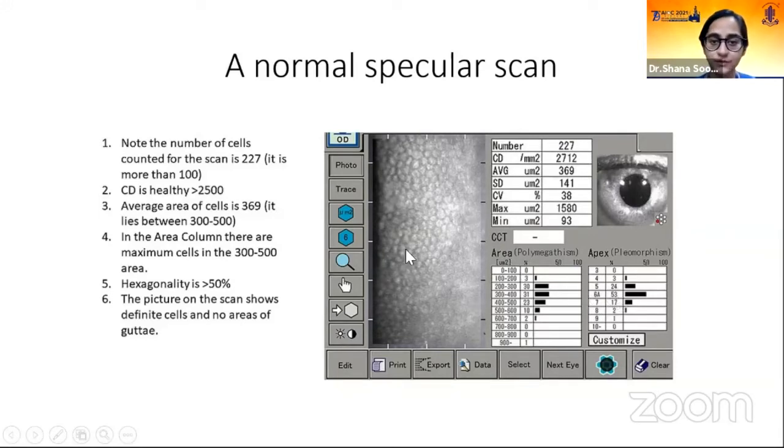If you see the picture of the corneal endothelial cells over here, you can see a lot of the cells are hexagonal in shape and they look uniform in size more or less with no dropout areas, that is, no guttae that are visible. So this looks like a healthy corneal endothelium.